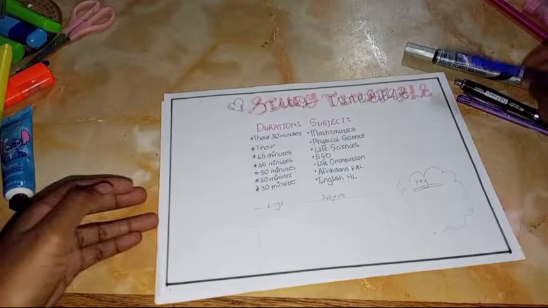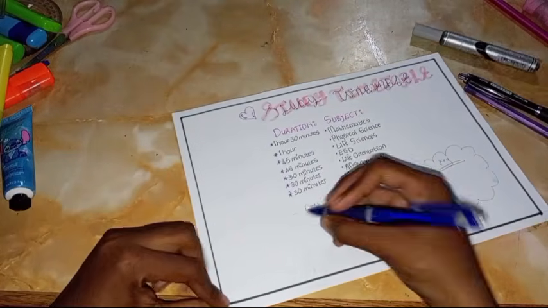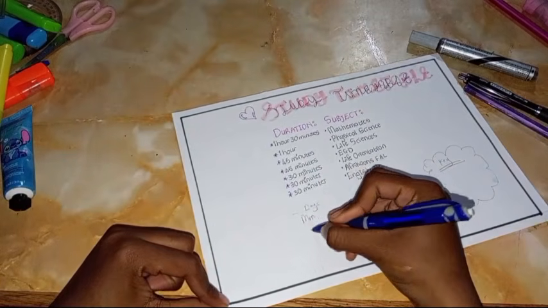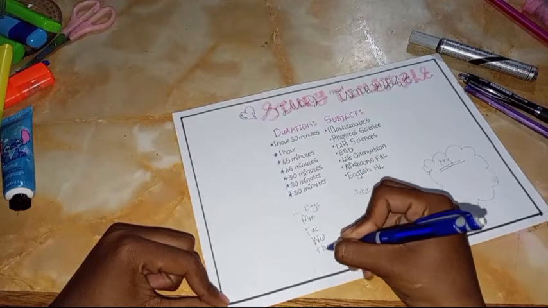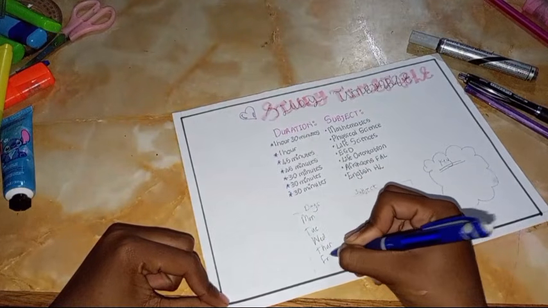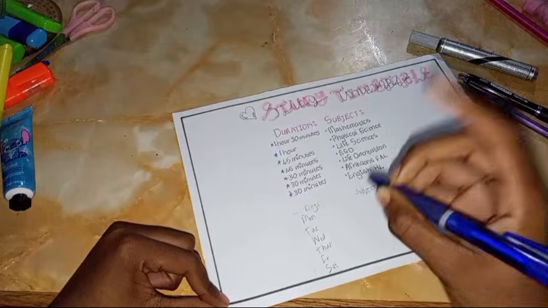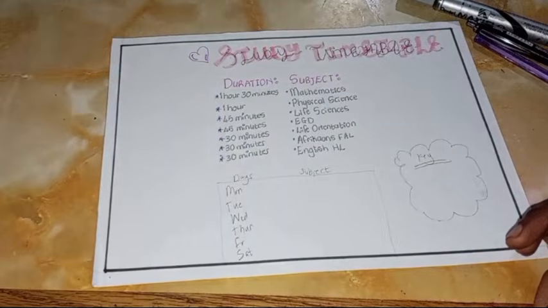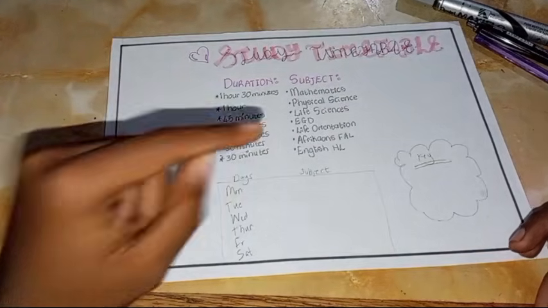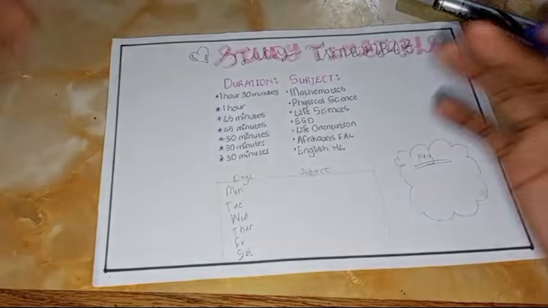So what you're going to do is write out days, which we have Monday, Tuesday, Wednesday, Thursday, Friday, and Saturday. Okay, so what you're going to do is actually avoid writing Sunday because you're going to need to take Sunday off. Believe me, Sunday is a very short day, and if you decide to use it for studying, you're going to be studying the whole day pretty much. I'm telling you this from experience.